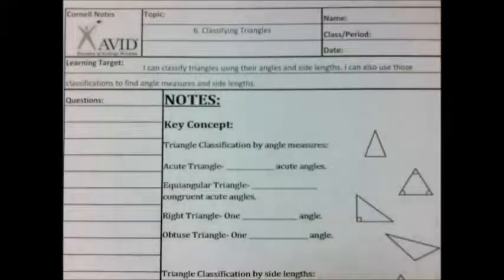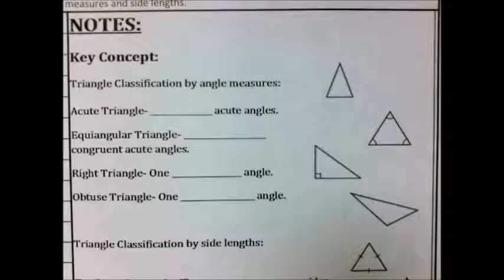So we're talking about classifying triangles today, and your learning target is: I can classify triangles using their angles and side lengths. I can also use those classifications to find angle measures and side lengths. Okay, so let's get going. There are two ways to classify triangles. The first way is by their angle measures. The second way is through their side lengths.